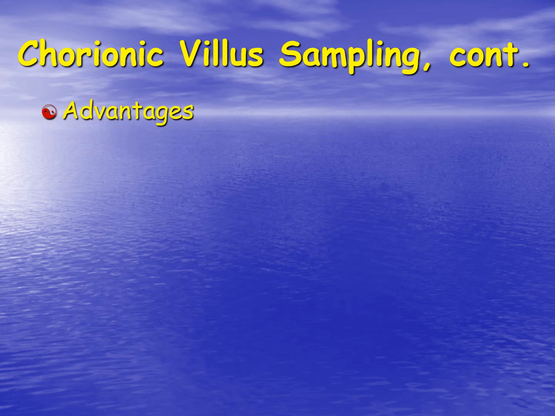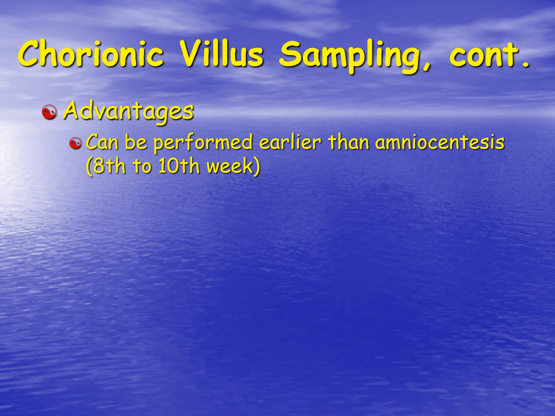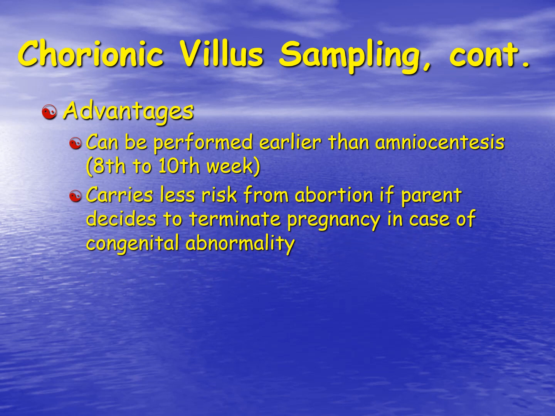Now, advantages of chorionic villi sampling: it can be performed much earlier than amniocentesis, between the 8th to 10th week of gestation. It carries less risk from abortion if the parent decides to terminate the pregnancy in case of a congenital abnormality. So again, not as far along, going to be a less risk with abortion.